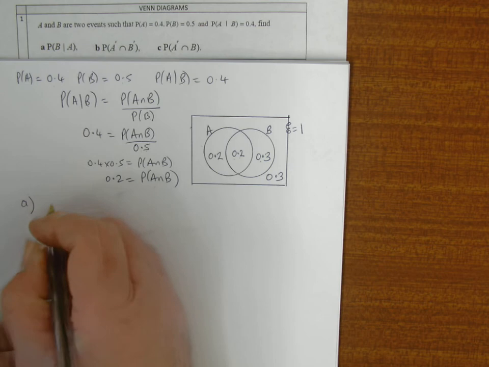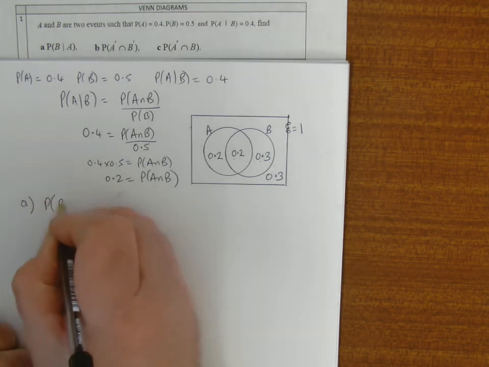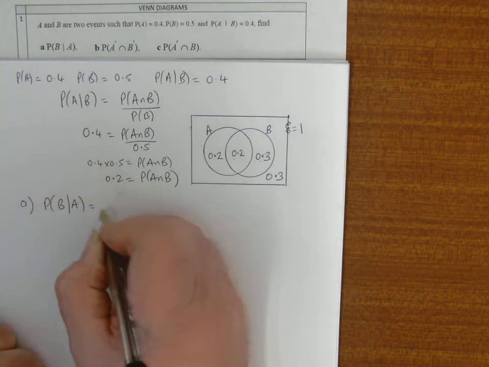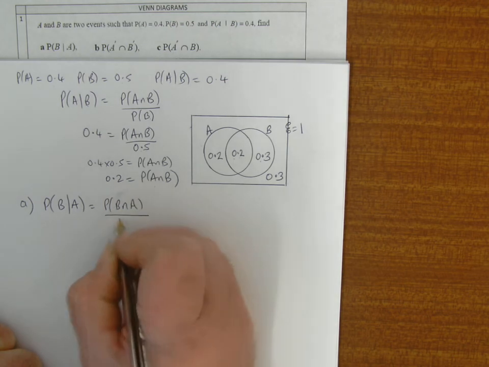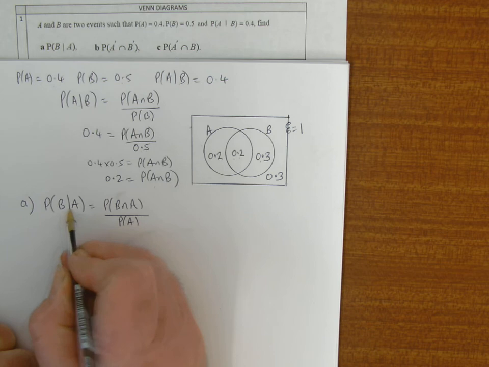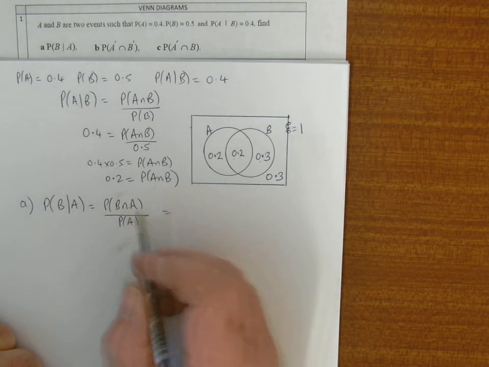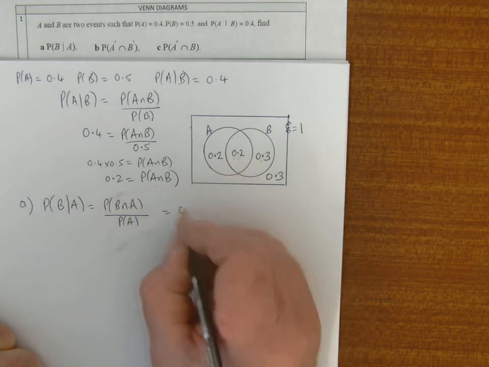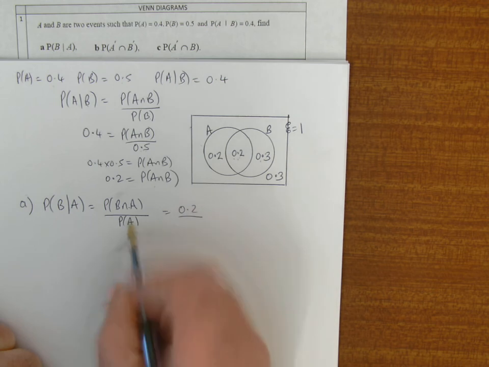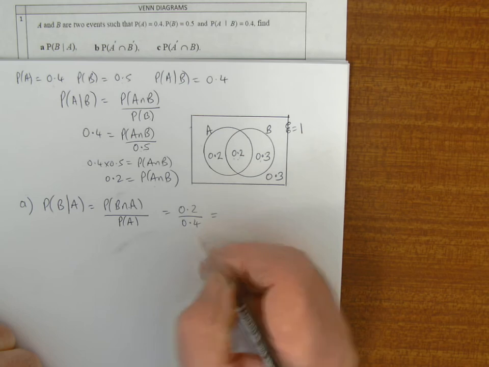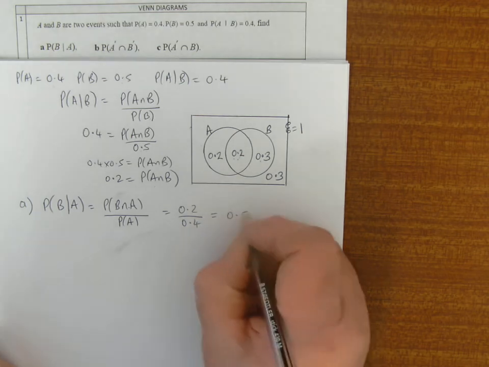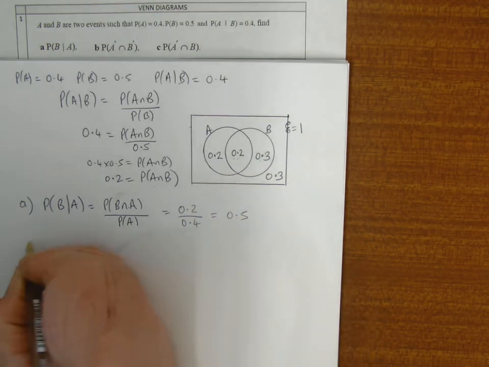Okay, let's answer the questions then. Part A asks me for the probability of B given A. That's the probability of B intersection A over the probability of A. B intersection A is the same as A intersection B, it's 0.2 divided by the probability of A, which is 0.4. And 0.2 divided by 0.4 is 0.5.